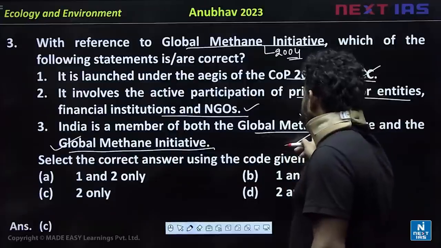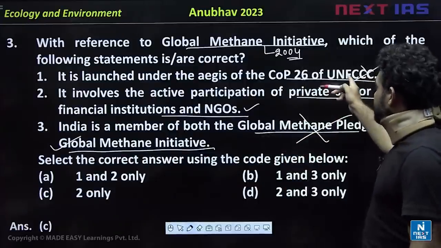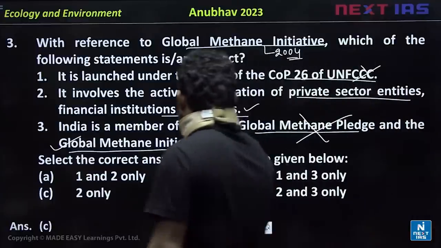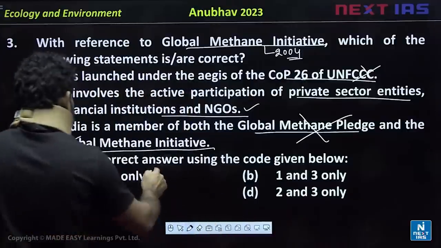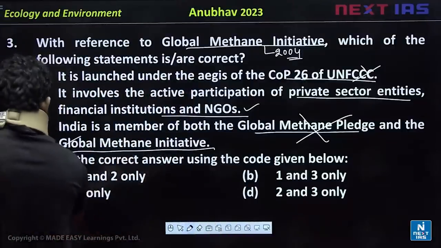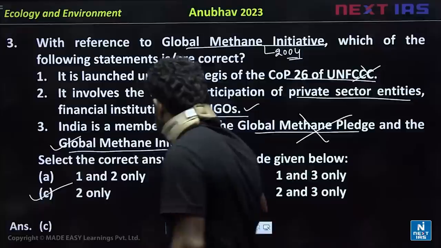So this methane pledge statement is incorrect. This part is also incorrect. So only two is correct. Let's see what's the answer here. Correct answer using the code given below. In this case, only two is correct. So where is the two? Only two, that is C. Only two is correct.